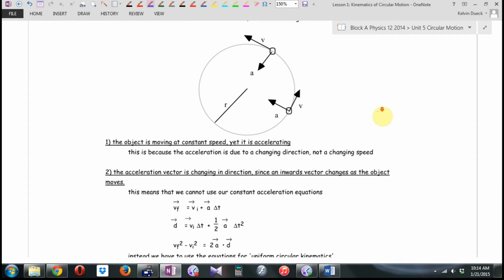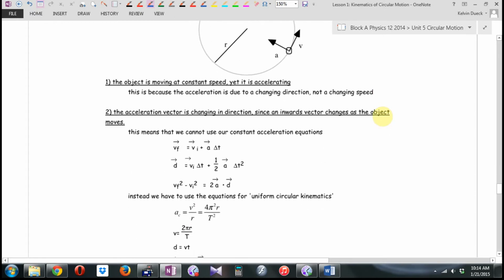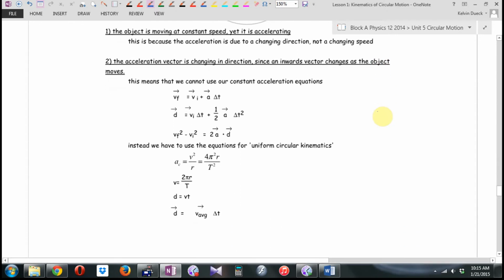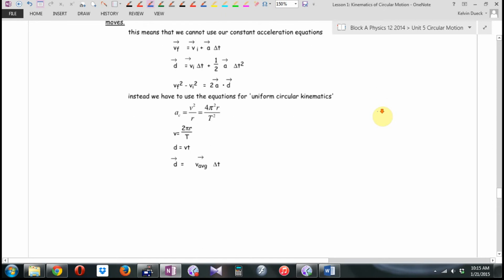What we have to use are the ones for uniform circular kinematics. a_c equals v squared over r, or 4 pi squared r over T squared. v equals 2 pi r over T. Oh, you can still use distance equals v times t. That's fine. You can also use v average times t, although I hardly use those last two. Hardly ever.